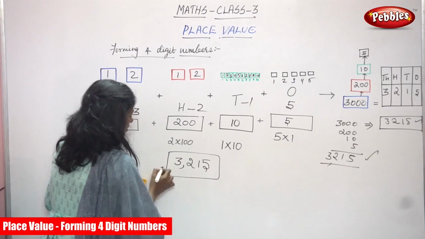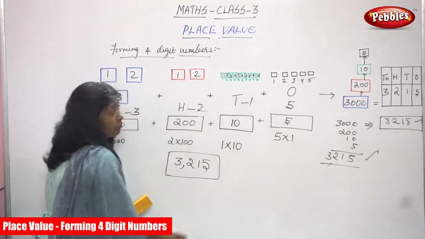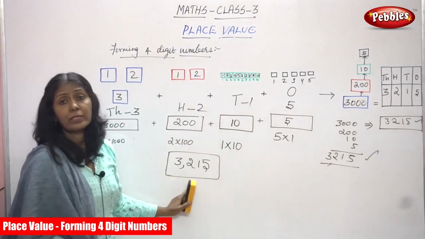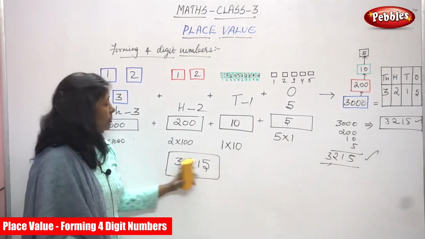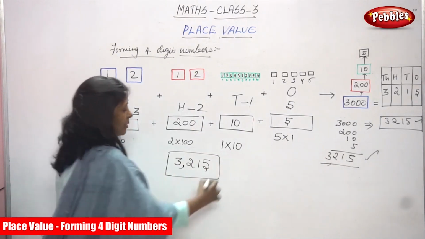Now you can get forming the 4-digit number. Now you can form the 4-digit number. This is the right answer for the question.